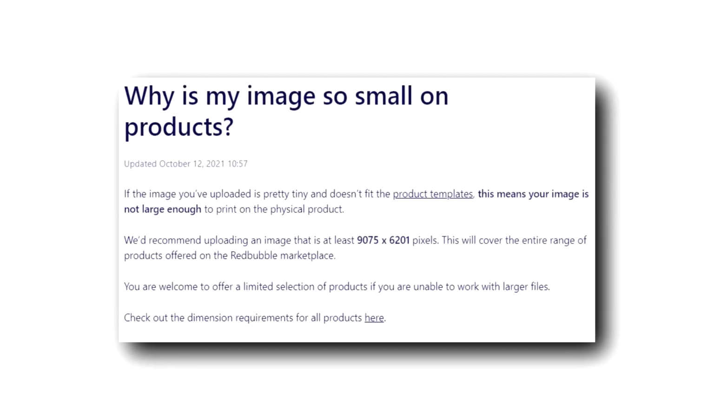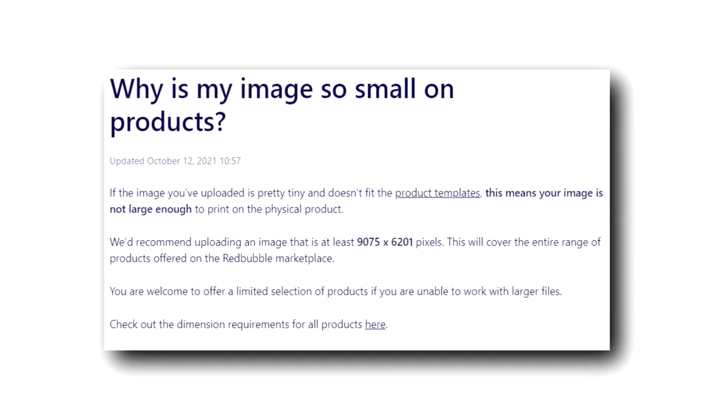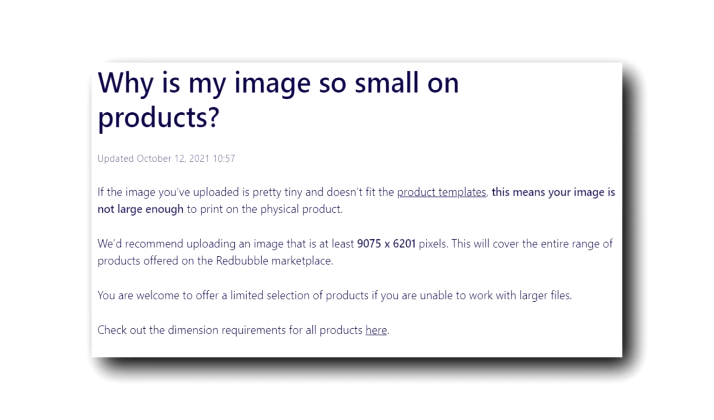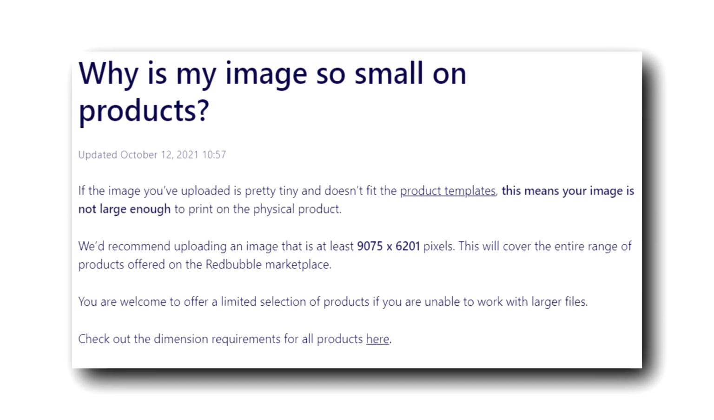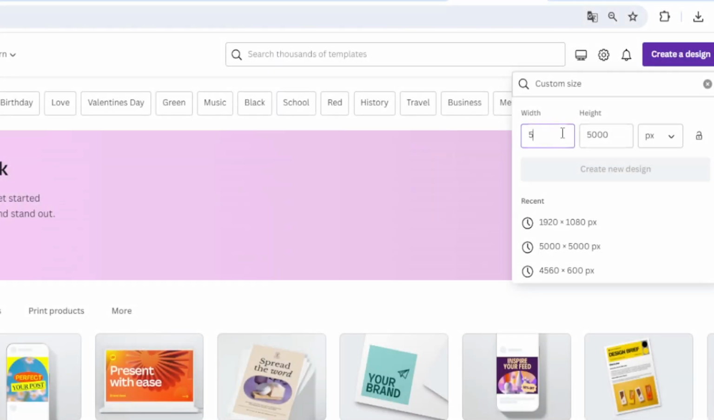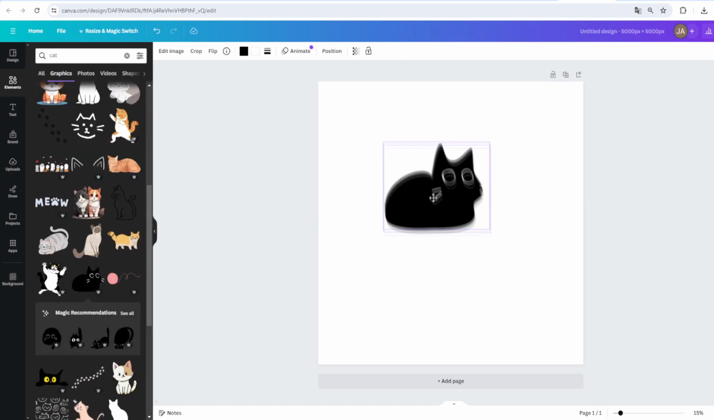On the Redbubble page we can read that to cover all of the products you need to use a 9075 by 6201 pixels large image. However, Canva images can be maximum 8000 pixels large, so you can use a bit smaller dimensions. And being honest with you, I've always created my designs in a square format and have never had any issues with that. The design creation is a process that can't be learned in just a small part of this video.